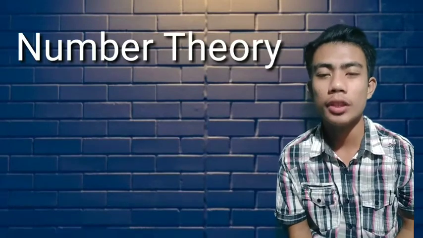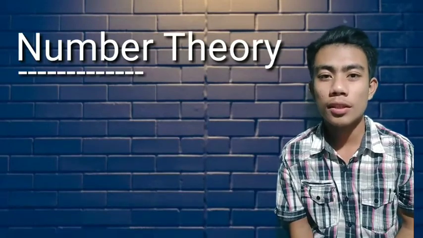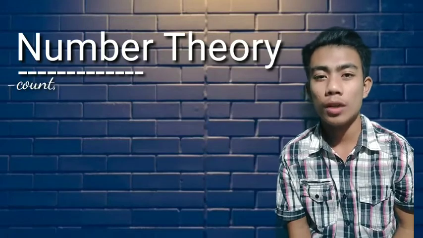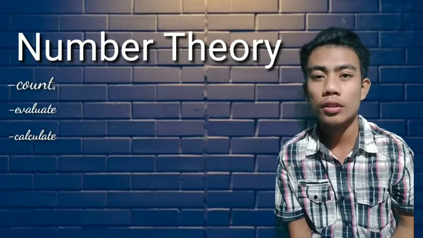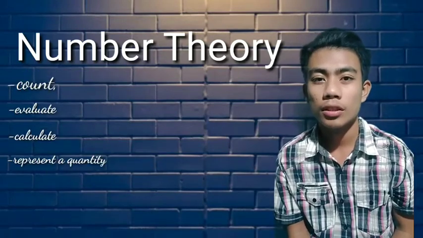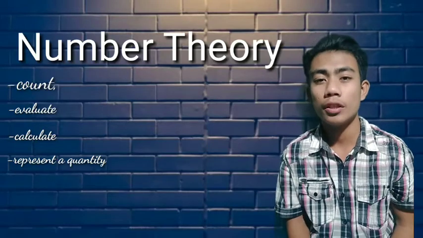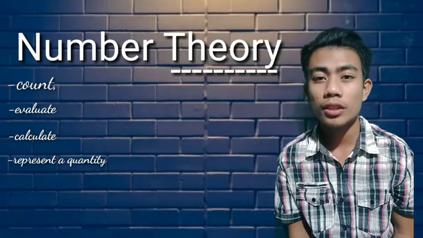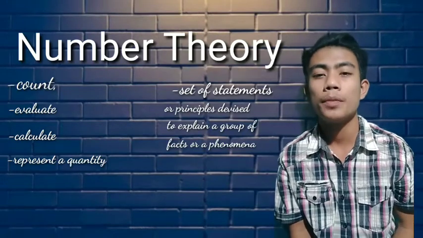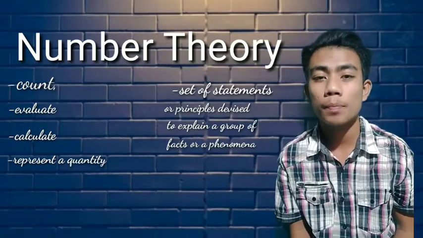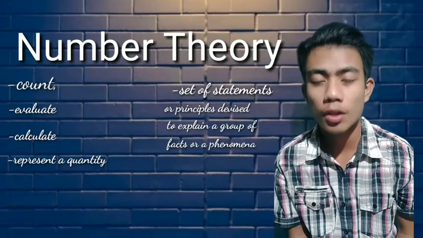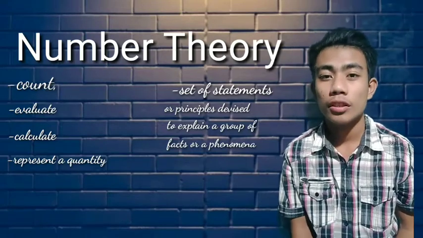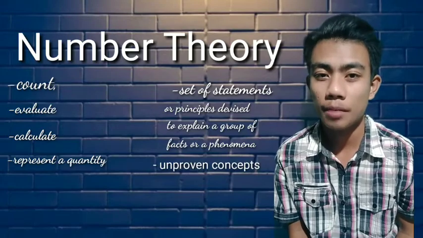So number theory. For sure we all know what a number is, right? A number is used to count, evaluate, calculate, or represent a quantity. So what comes to your mind if you hear the word theory? A theory is a set of statements or principles devised to explain a group of facts or phenomena. In short, it is an unproven concept.